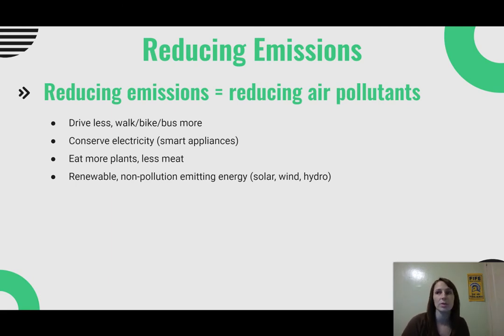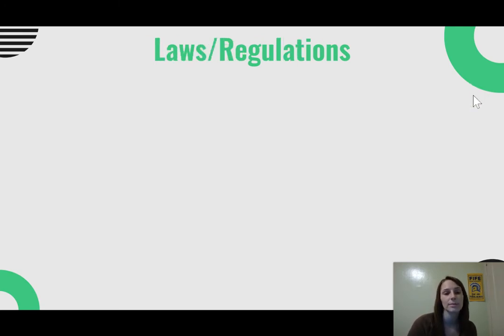Conserving electricity, whether that's just doing things like turning off your lights or getting smart appliances that actually use less electricity. Eating more plants and less meat, because there's a lot of emissions that go into the production and transport of meat. And then also advocating for renewable, non-polluting energy sources such as solar, wind, and hydroelectricity.